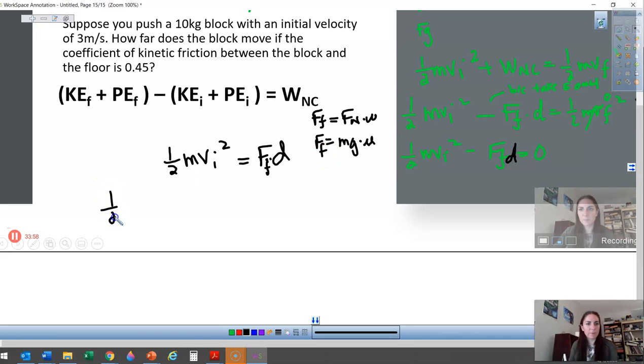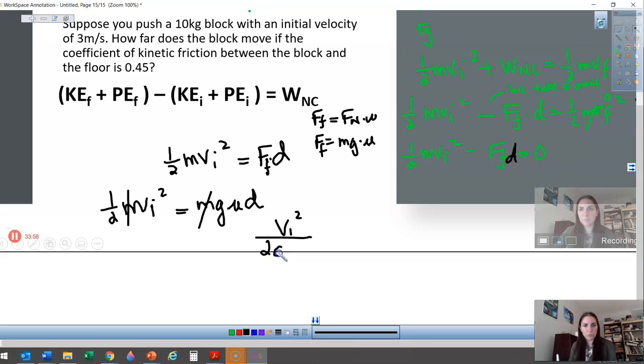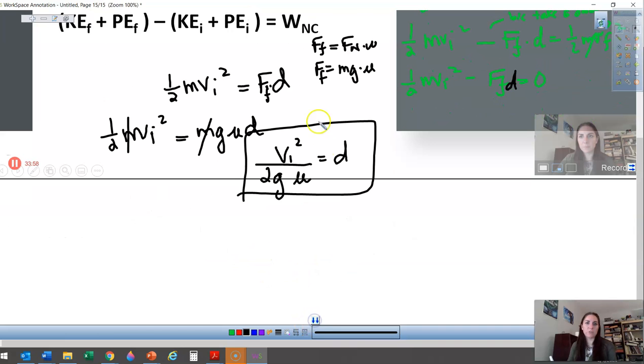So I get one half m v i squared equals mg mu d, where the m's cancel. I'm looking for d. So d is going to be v squared over 2g mu. And that is my d. So that's the conservation of energy perspective of solving this.